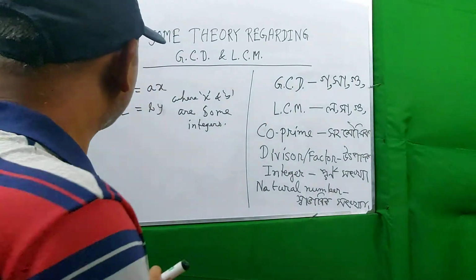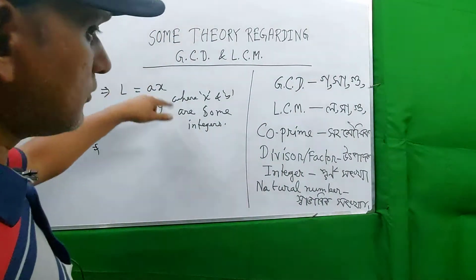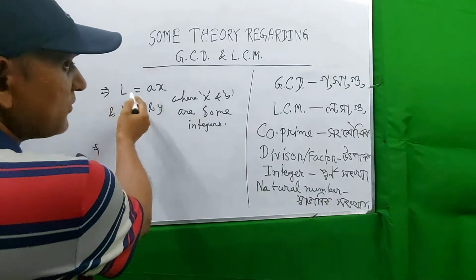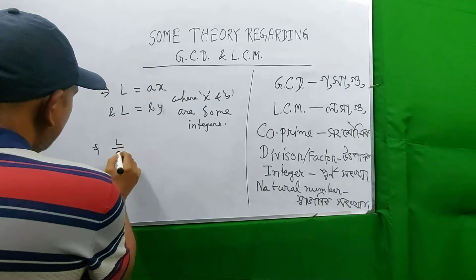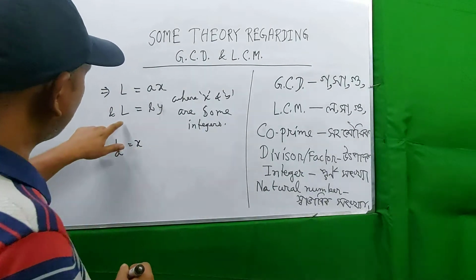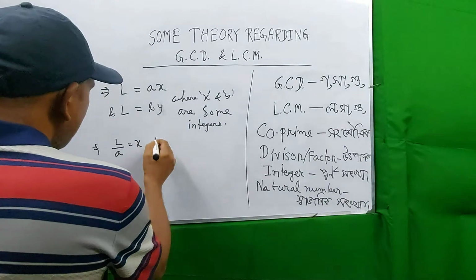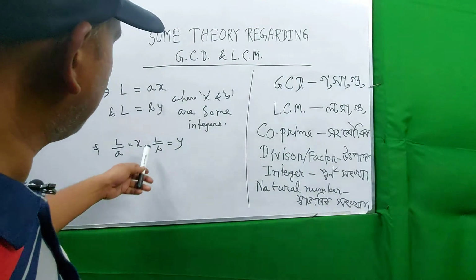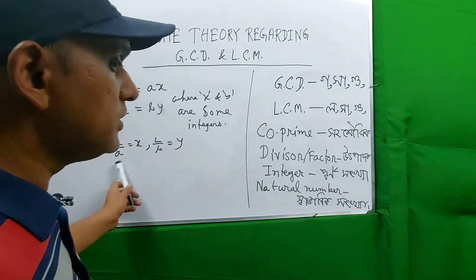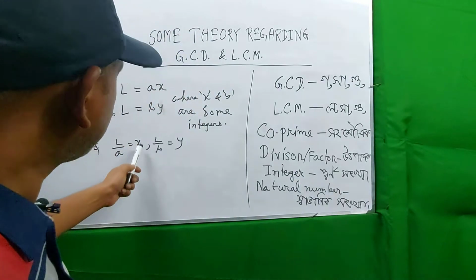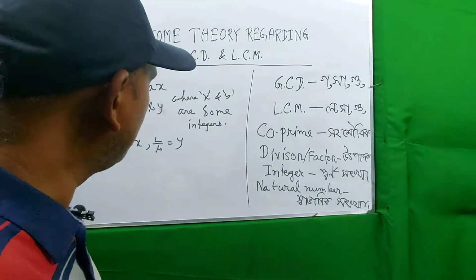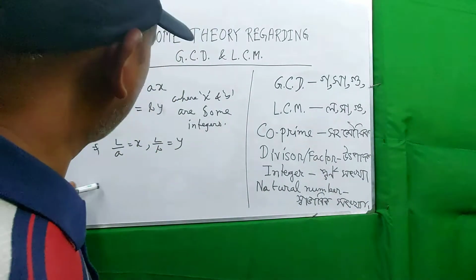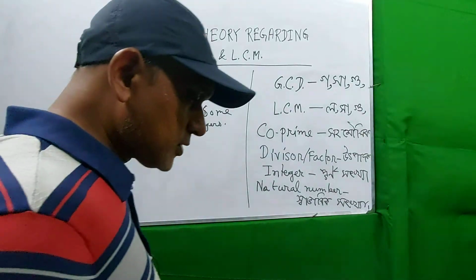Now we have to prove that. Look at these two equations here. From the first equation we get that L by a is equal to x. Similarly, from the next equation we get that L by b is equal to y, and we have to prove that L by a and L by b are co-prime to each other. That means x and y are co-prime to each other. This is the statement we have to prove. What is the proving method?